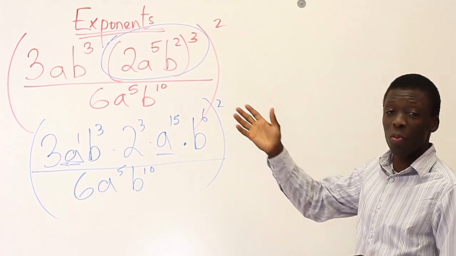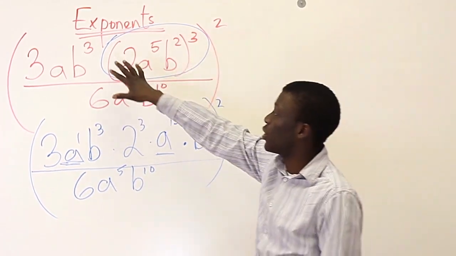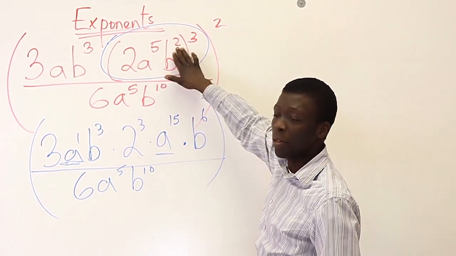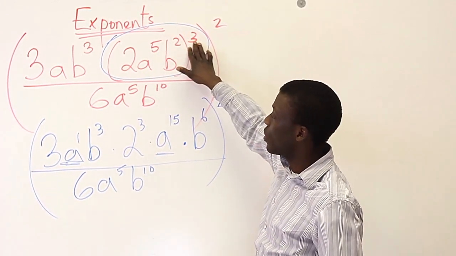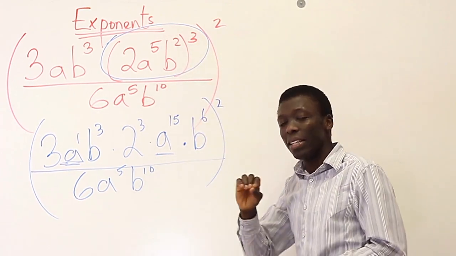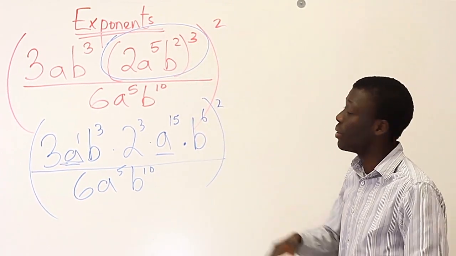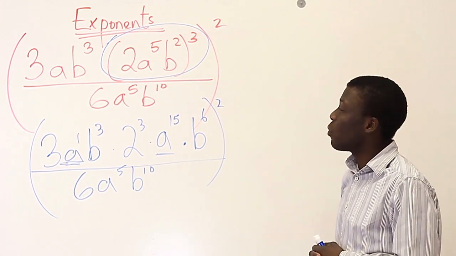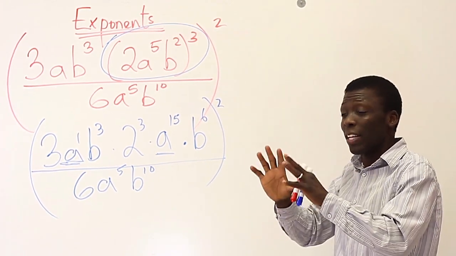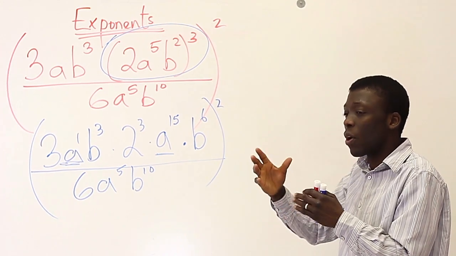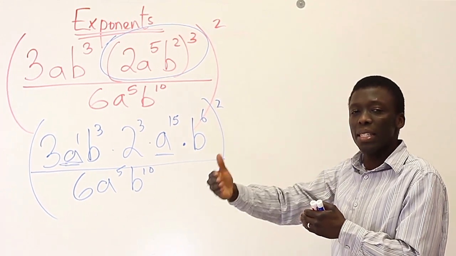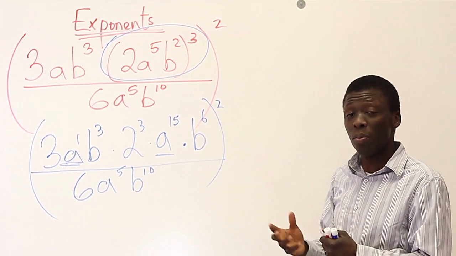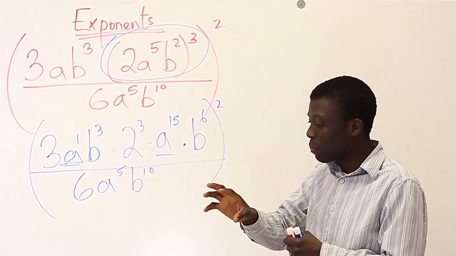So if we're asked to solve a problem like 3/8b to the third power, and then 2a to the fifth power b to the second power, and all that is raised to the third power, divided by 6a to the fifth power b to the 10th power, and all that is raised to the second power. What you need to realize is the problem looks big and complex, but in order to solve complex problems, you can go step by step. And by doing that, you'll be able to get better at problem solving, figuring out one piece after the other.